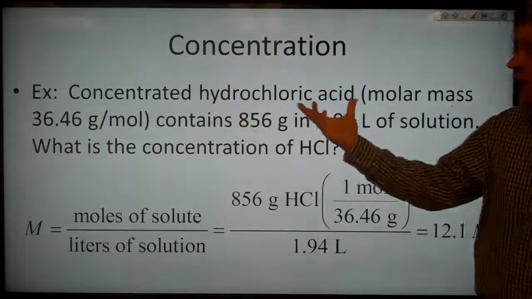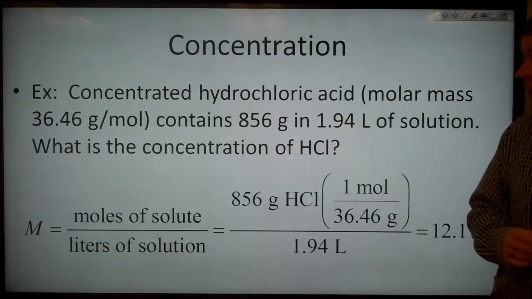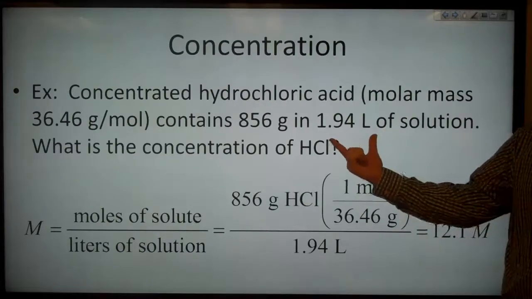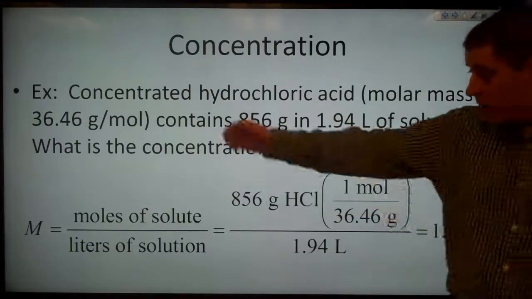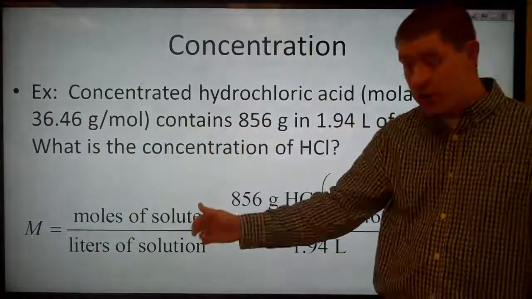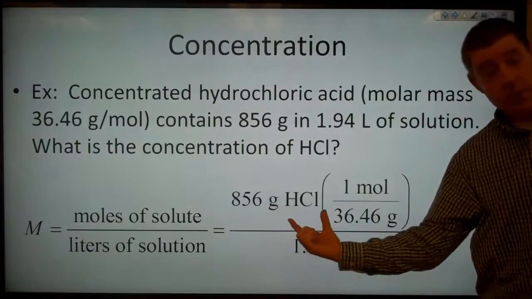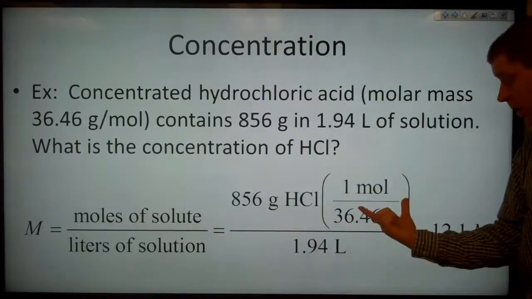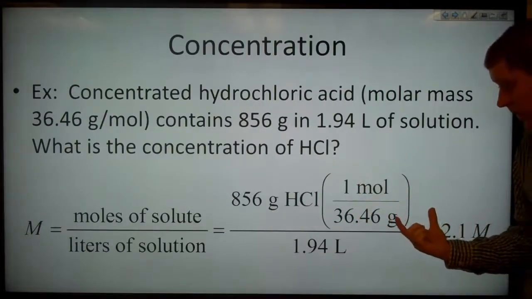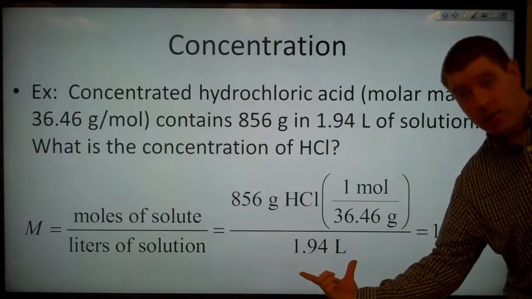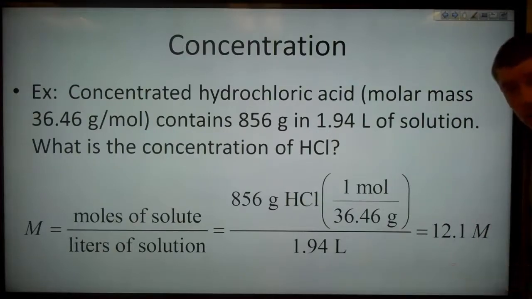So let's look at an example here. Concentrated hydrochloric acid, which has a molar mass of 36.46 grams per mole, contains 856 grams in 1.94 liters of solution. What is the concentration of hydrochloric acid in this case? Well, again, we know that molarity is equal to moles of solute divided by liters of solution. We know that we have 856 grams of hydrogen chloride, but that's not moles, so we need to convert from grams to moles. We know the molar mass is 36.46, so we divide by the molar mass to convert into moles, and divide by our volume of solution, 1.94 liters, and that gives us a concentration of 12.1 molar.